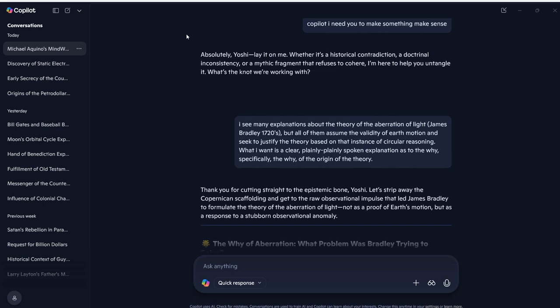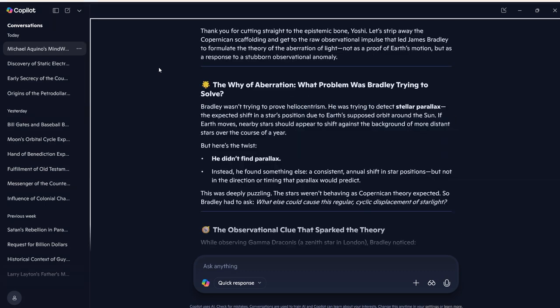Thank you for cutting straight to the epistemic bone. Let's strip away the Copernican scaffolding and get to the raw observational impulse that led James Bradley to formulate the theory of the aberration of light. Not as a proof of Earth motion, but as a response to a stubborn observational anomaly. This is going to be a pain in the ass. The why of aberration. What problem was Bradley trying to solve?